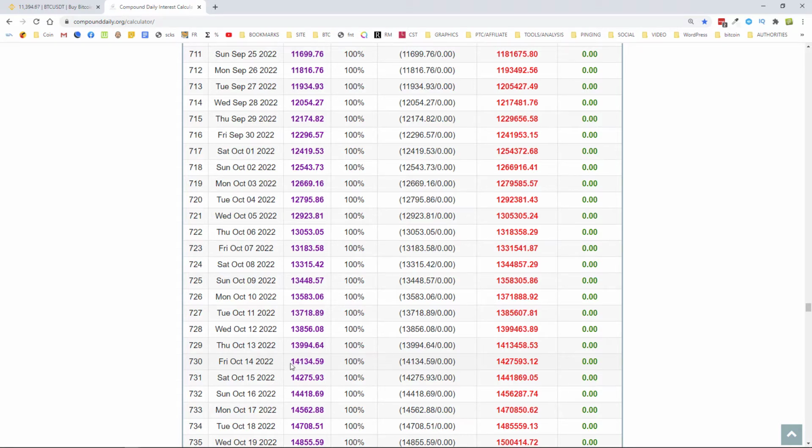Total amount per day we're making, $14,134 every single day. And it goes up slightly every day, as you can see. The total now is this. What's that? That is $1,427,593 for just 2 years from $1,000.